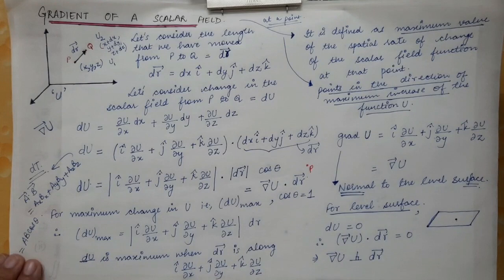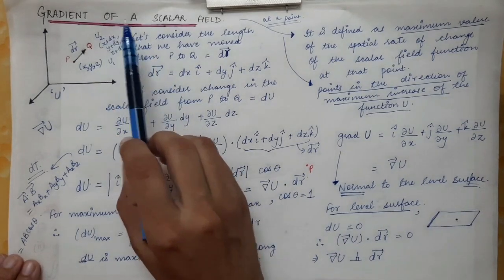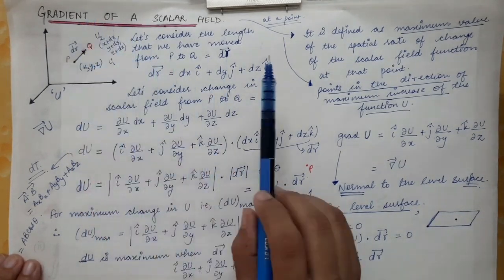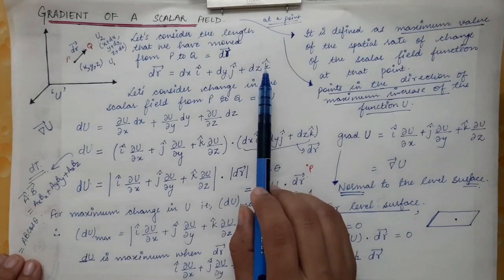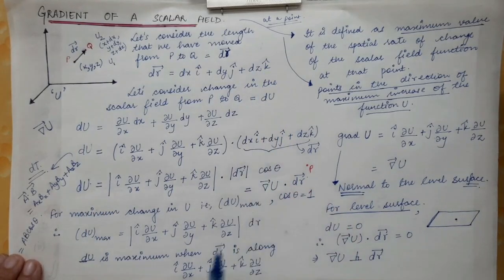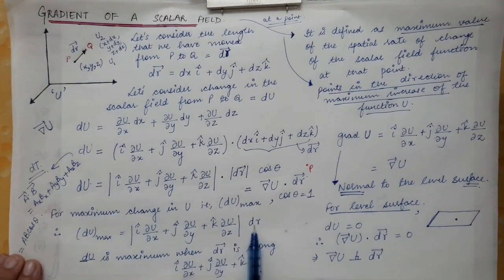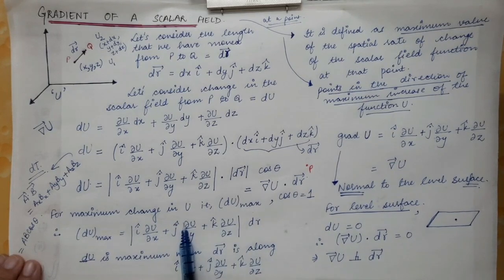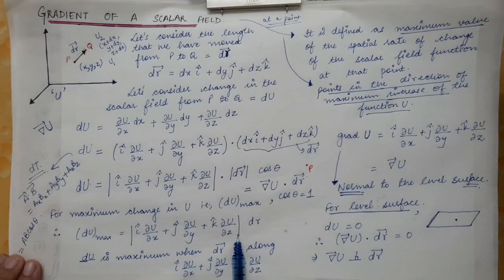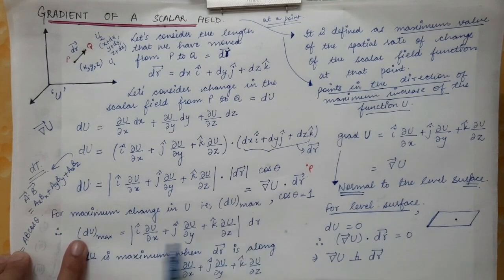Now, how do we define the gradient of a scalar function? The gradient has a magnitude as well as a direction. Over here we have written in bars the magnitude of the gradient of the scalar function. On simplifying this expression, this magnitude will be equal to du max divided by dr. Du max divided by dr will give us the magnitude of the gradient.